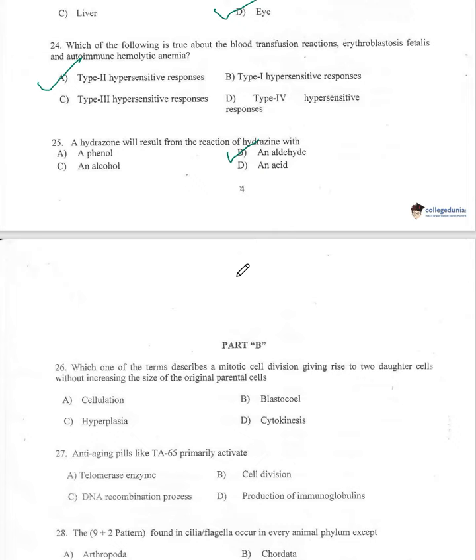Question 26. Which of the following term describes a mitotic cell division giving rise to two daughter cells without increasing the size of the original parental cells? A is cleavage, B blastocoel, C hyperplasia, D cytokinesis. Here the correct one is the A, which is the cleavage.